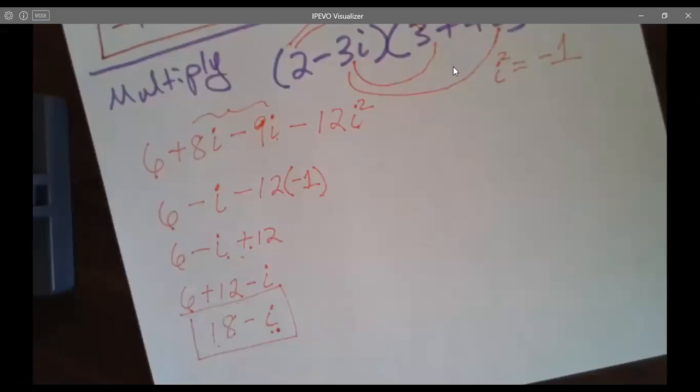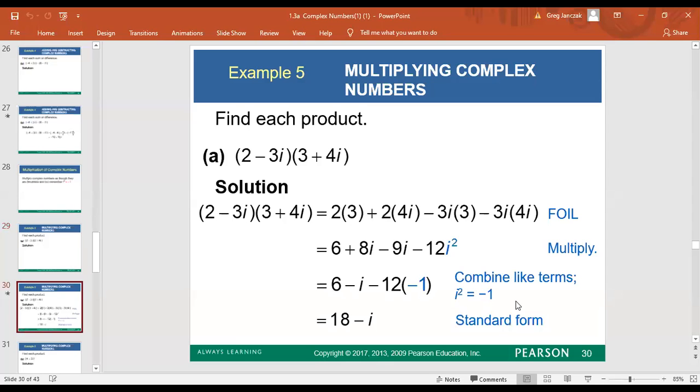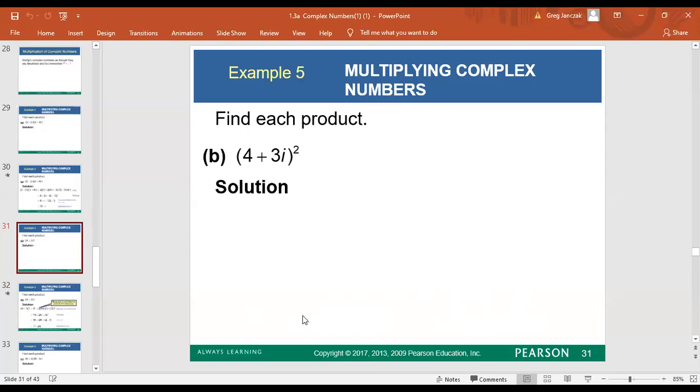Let's get back to the PowerPoint notes. Okay, another thing is this is known as standard form. The real part is always first. The i, or the imaginary part, is always last. So that's known as standard form. Now this one is similar to one we just did.